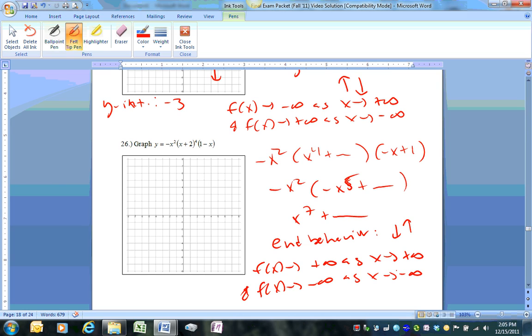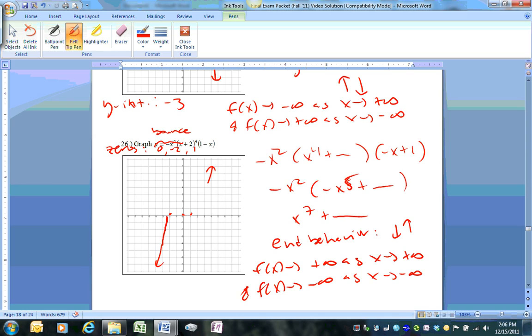And hold on one sec. Did I make a mistake here? No, I got it right. So we know the arrows are going to look like this. The zeros are at 0, -2, and 1. For the first two zeros, we'll have a bounce because they have even degrees. So we have -2, 0, and 1.